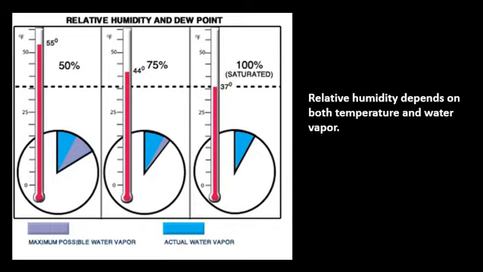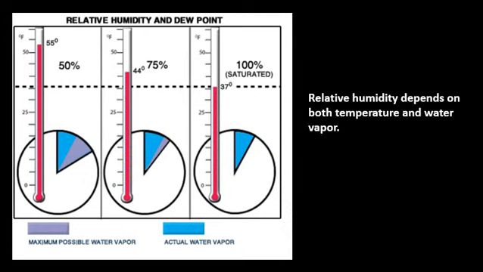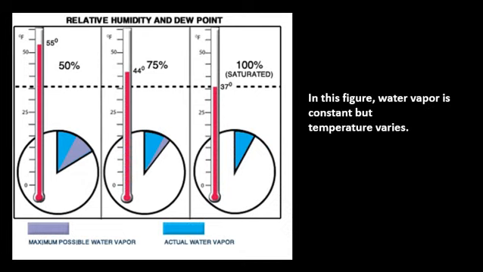So we were really talking about water vapor capacity and relative humidity. Just think of it as kind of like cloud formation, and we'll get into this better. In this figure, the water vapor is constant, but the temperature is what changed, and we can see how the relative humidity played into it.